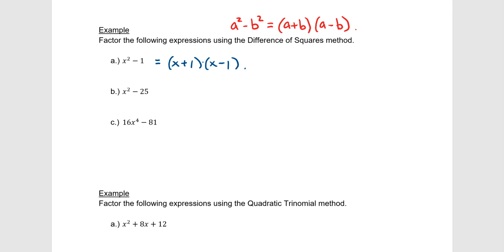Okay, next one, we have x squared minus 25. Hopefully we're good with these and we can just go through them pretty quickly. So x squared minus 25. 25 we know is 5 squared, so that's going to be x plus 5 times x minus 5. It doesn't matter what order you put it in because multiplication is commutative.